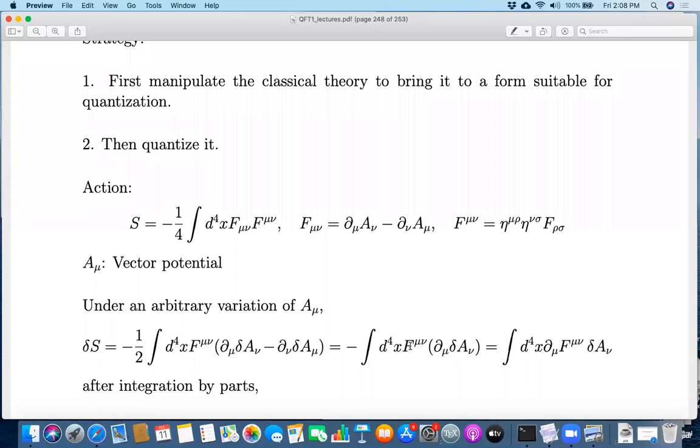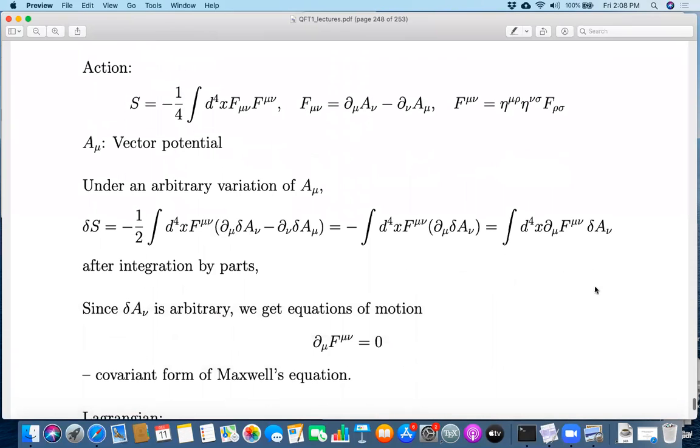It becomes minus integral d4x F mu nu times just the first term, del mu delta A nu. Now you do an integration by parts, throwing out the boundary terms, and we get this. And now we use the fact that delta A nu, of course, is an arbitrary variation. So the equation of motion that we get is del mu F mu nu equal to 0. That's the way we get Maxwell's equation. This is the covariant form of Maxwell's equation. If you are not familiar with the covariant form, you can just write in components, and that will give the usual Maxwell's equations in terms of the vector potential and electrostatic potential.